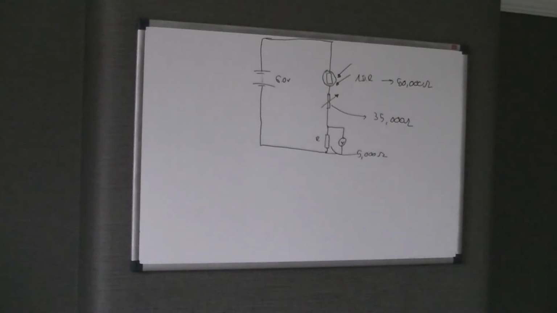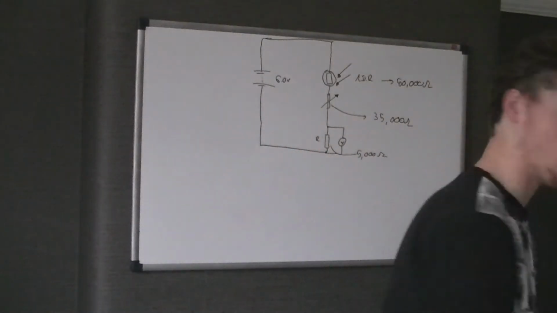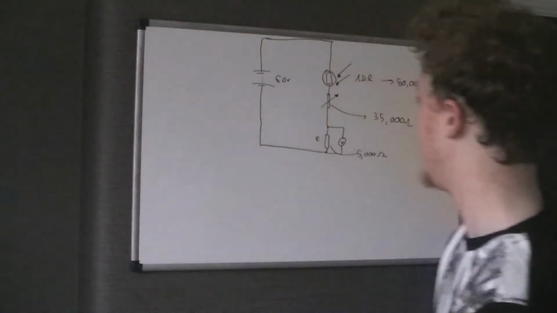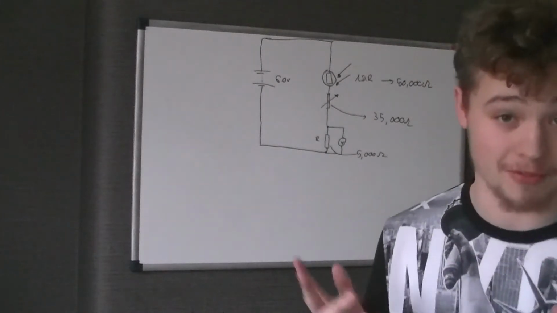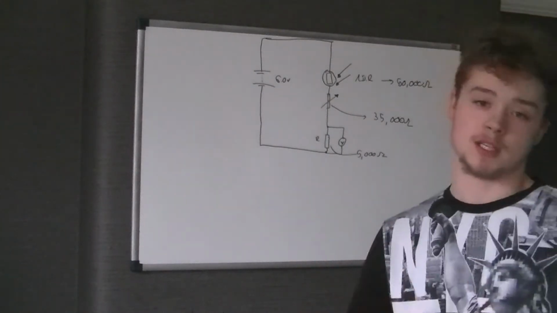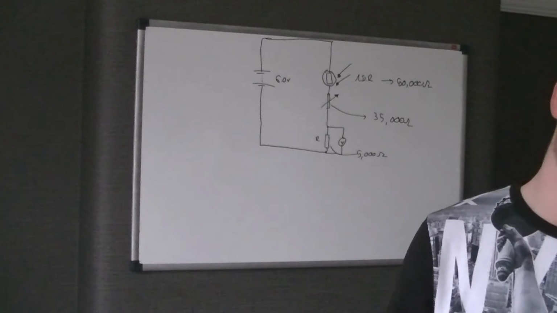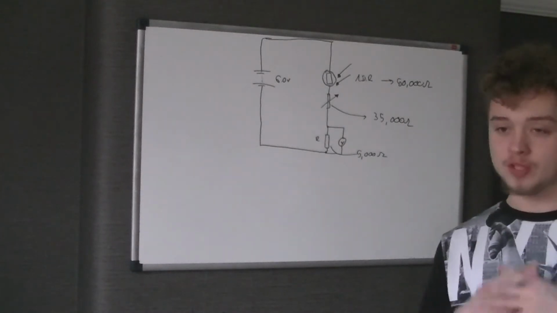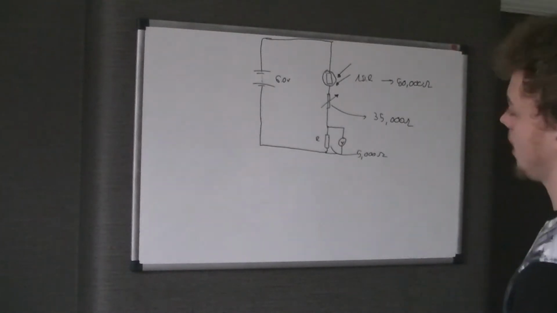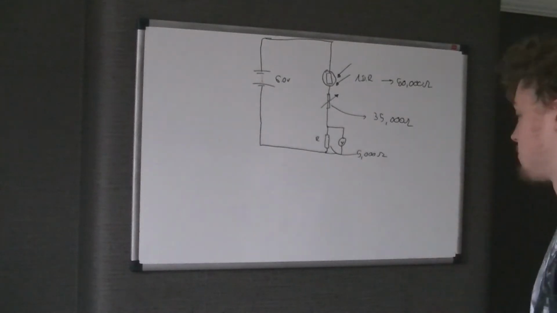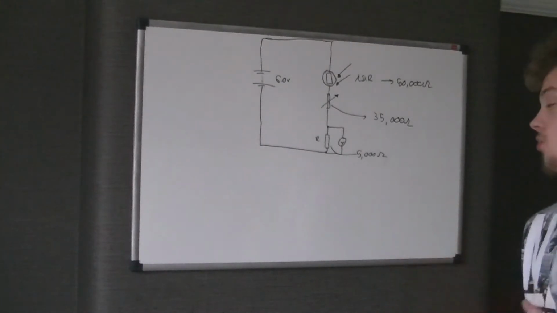Now, what I've drawn on the board is the circuit diagram given in your paper. We've got a battery of 6 volts, a light dependent resistor which is set at 50,000 ohms for a particular light intensity, a variable resistor that's 35,000 ohms, and a fixed resistor that is 5,000 ohms. So obviously very high resistance. And we've got a voltmeter that's measuring the potential difference across it.